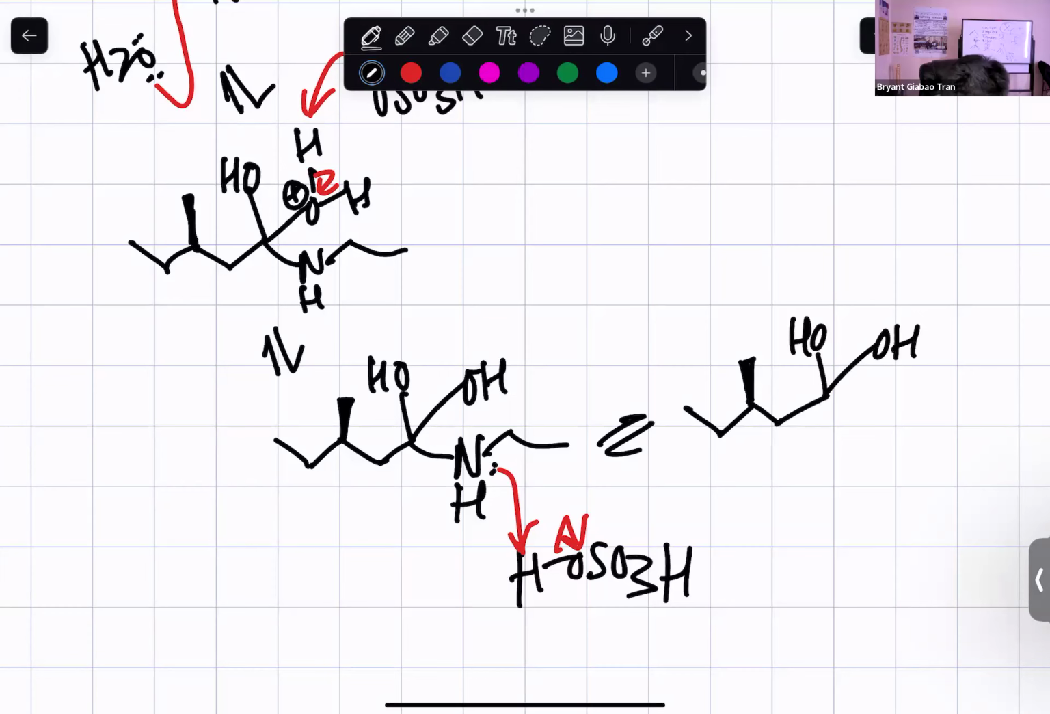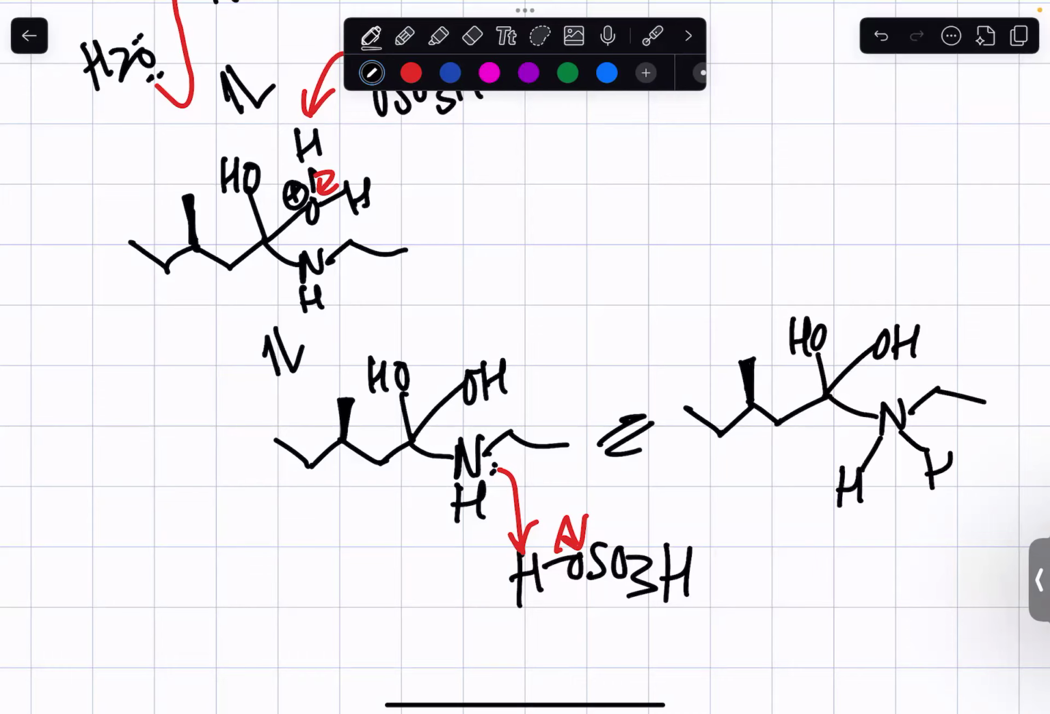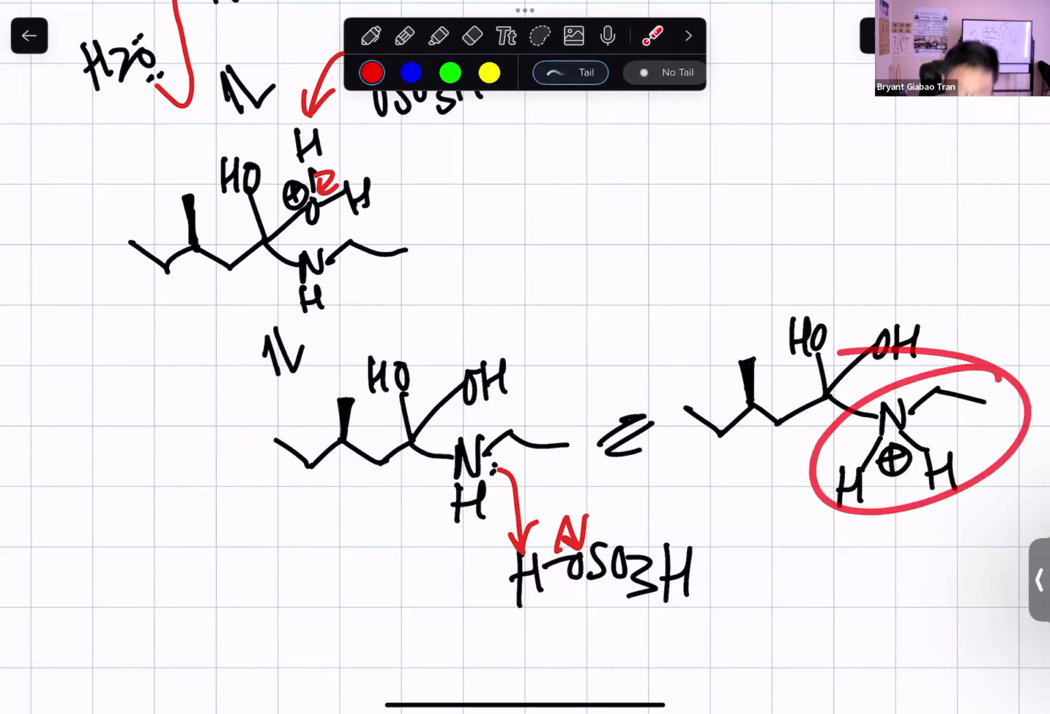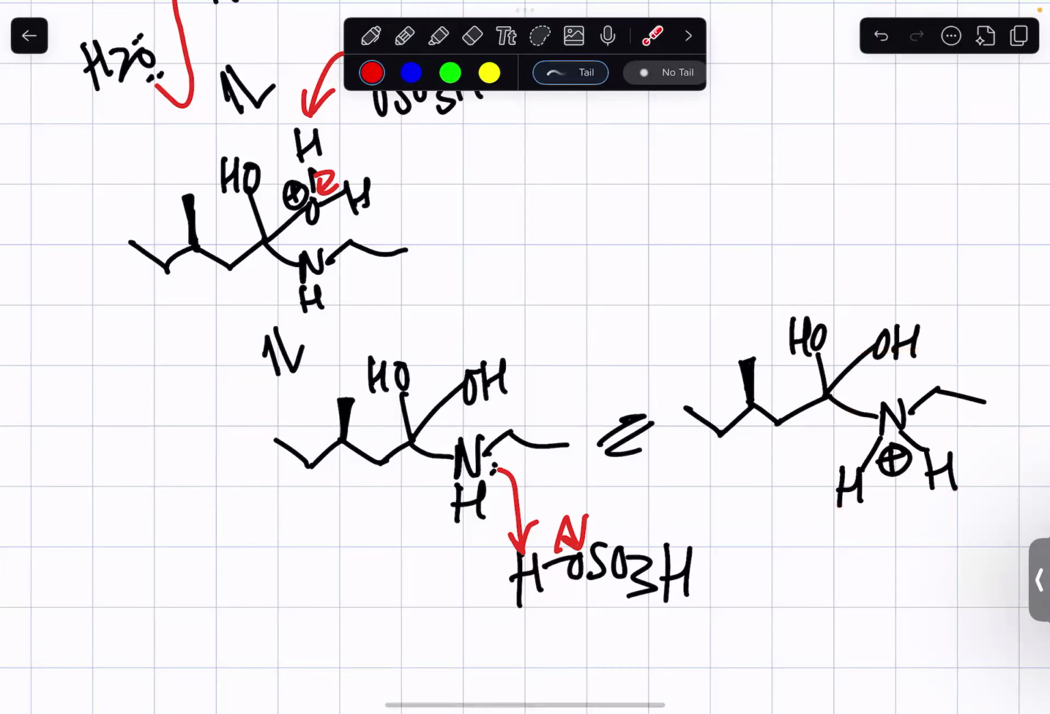A lot of people also mix up wedges and dashes. I also used to mix it up all the time. Okay, now the N is protonated because it has two H's. Four bonds. Now one of the electrons on the O is going to make a double bond and kick out that leaving group.